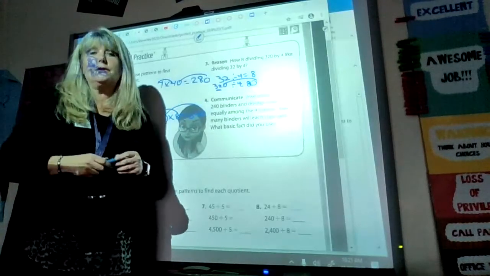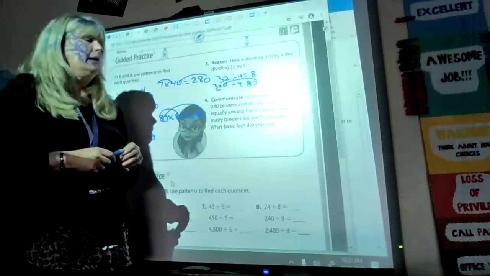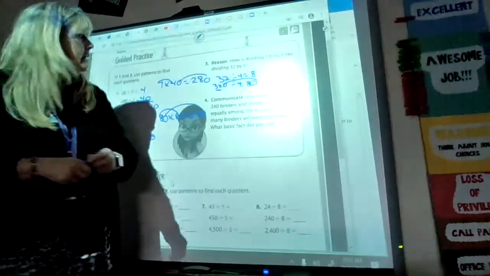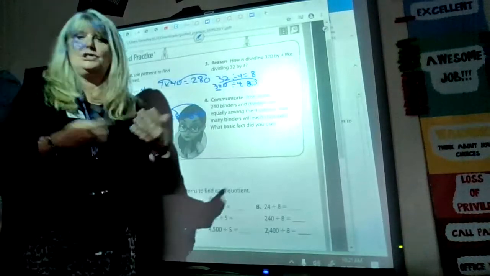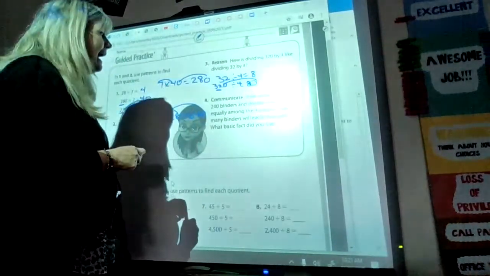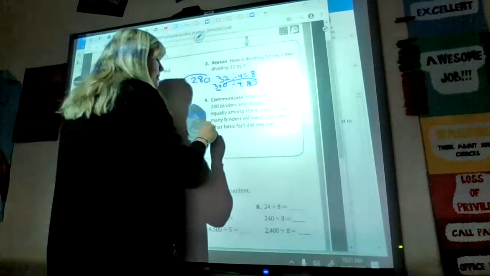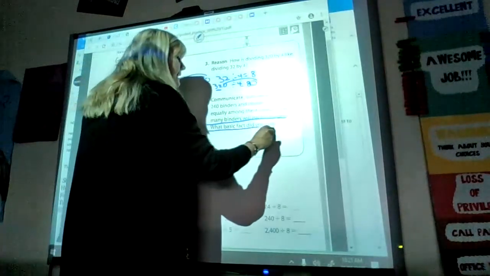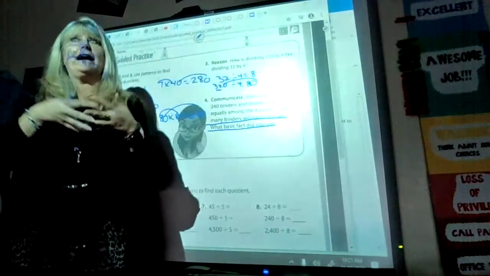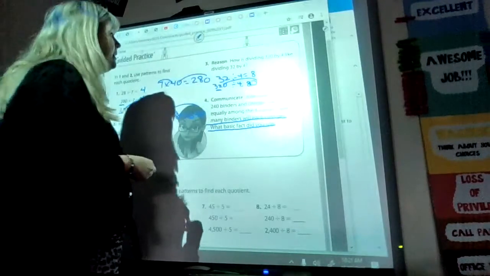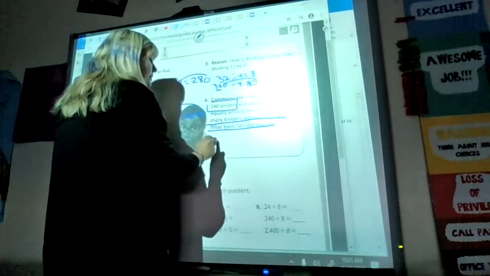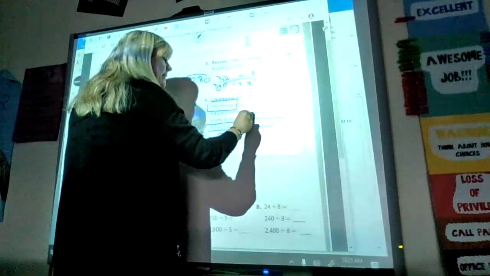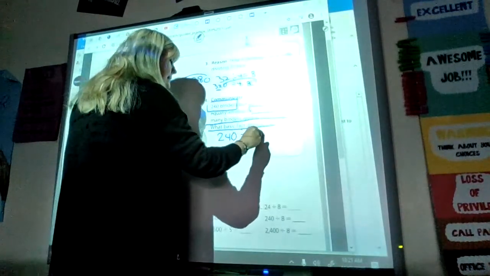Jose orders 240 binders and divides them. Remember, dividing is you're putting them in equal groups. So he divides them among 4 classes, just like we might do in 4th grade. How many binders will each class get? That's the first question. And what basic fact did you use? In other words, what were the factors that you used in order to get this answer? So, I know he has 240 binders. I know he's going to divide them into 4 classes.